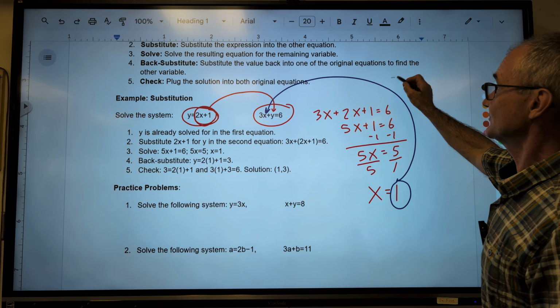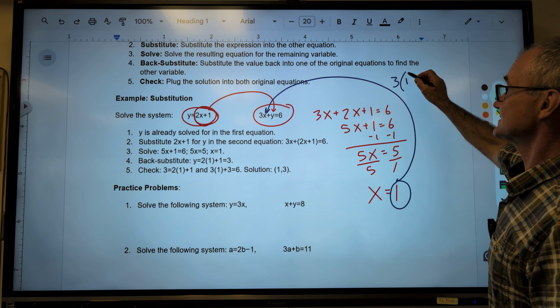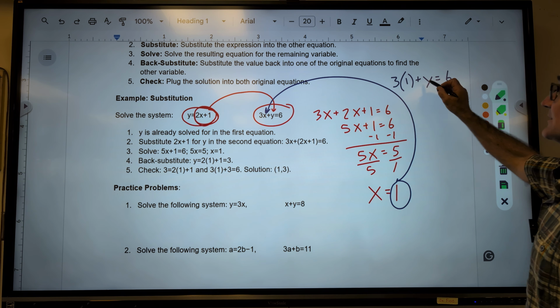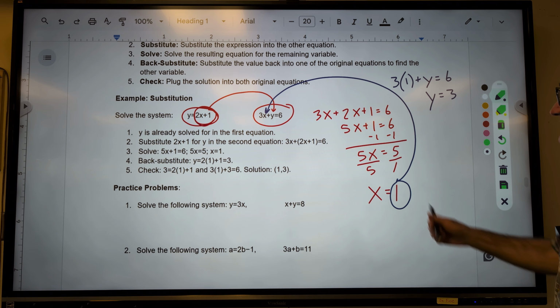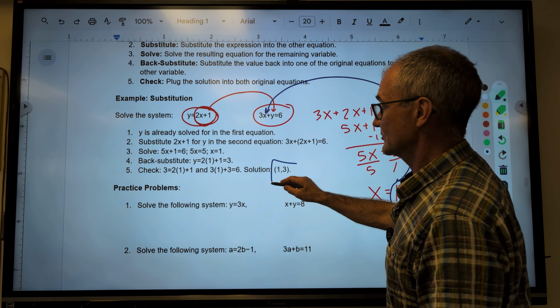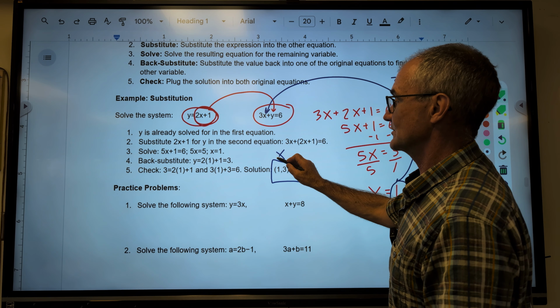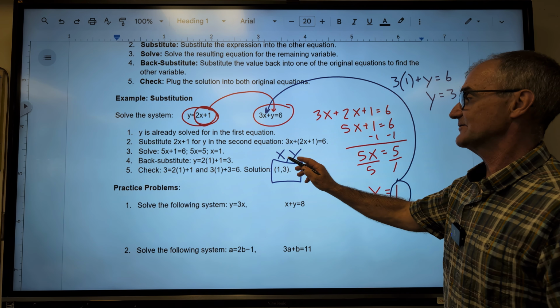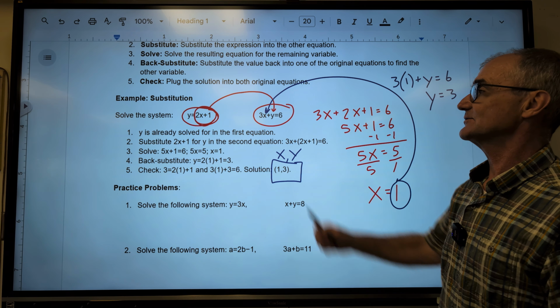I have 3 times x, which is 1, plus y equals 6. 3 plus y equals 6. y is equal to 6 minus 3, or 3. I have a value for x and a value for y. That is called an ordered pair. The first value is always x, the second value is always y. If I were to graph those two lines, they would intersect at that point, 1, 3.